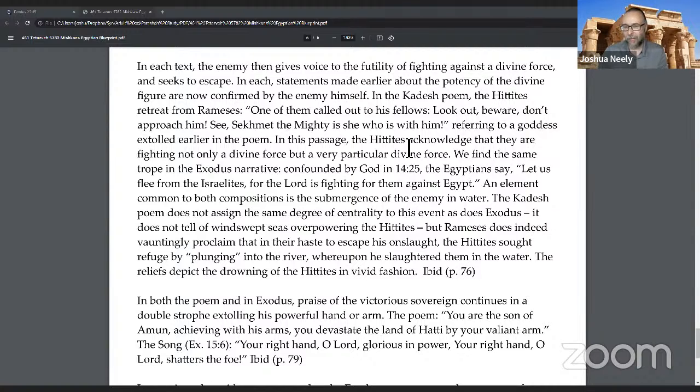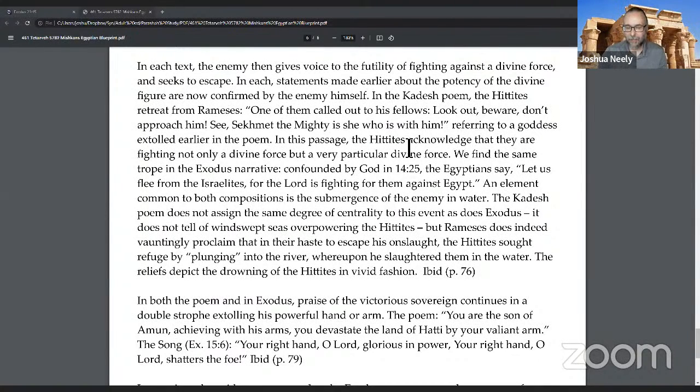Right? That they are saying that one of the Egyptian gods is helping the pharaoh, referring to a goddess extolled earlier in the poem. In this passage, the Hittites acknowledge that they are fighting not only a divine force, but a very particular divine force. We find the same trope in the Exodus narrative. In Exodus 14:25, the Egyptians say, "Let us flee from the Israelites, for the Lord is fighting for them against Egypt." An element common to both compositions is the submergence of the enemy in water.